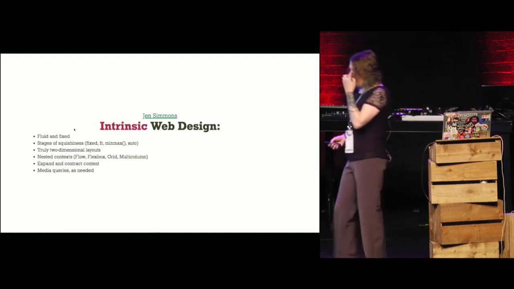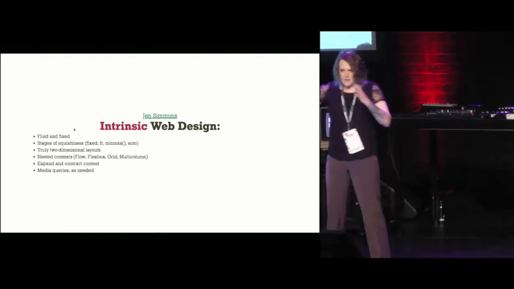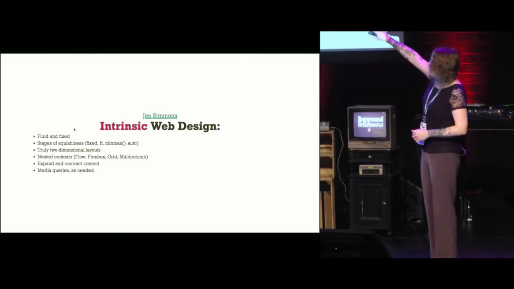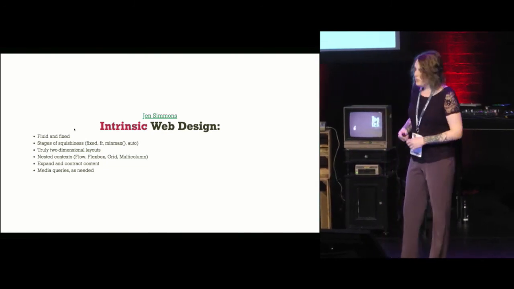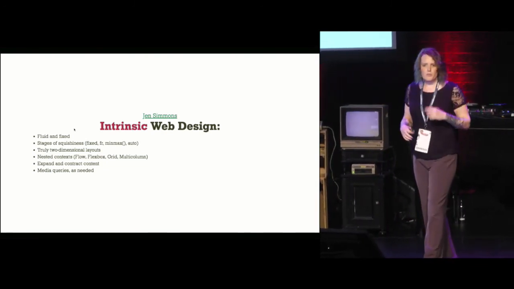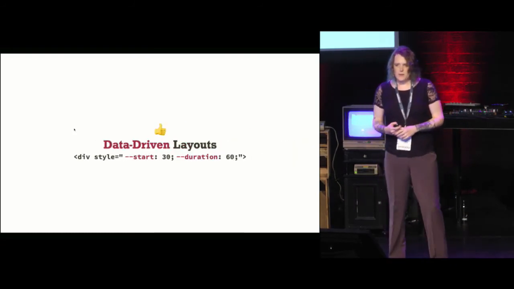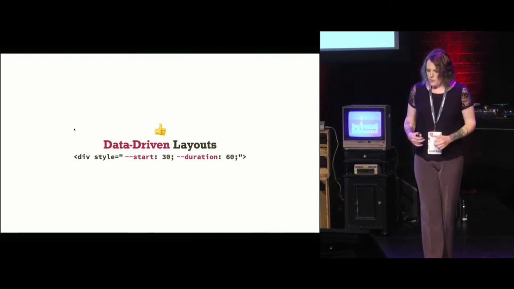This is getting us to what Jen Simmons is calling intrinsic web design as a next step after responsive web design. It involves all these various pieces. There's a link there to an article about her first talk on it. It's worth looking into. It involves using all of these approaches and only occasionally needing media queries because there's a lot that we can do with grid, with auto layout.